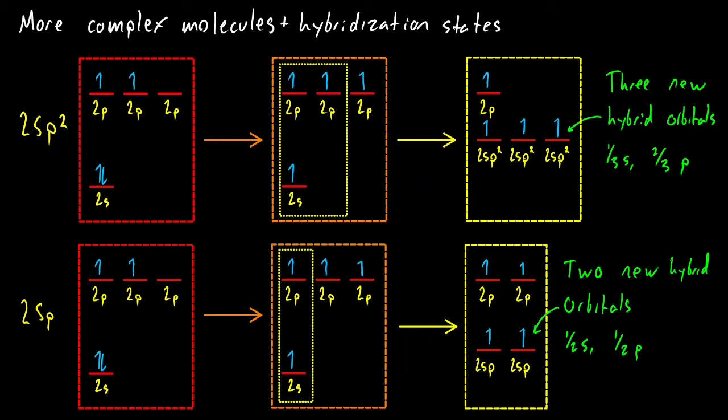Now, you'll have to believe me in terms of the orientation, but in the sp2 hybrid case, we end up with the 3 hybrid orbitals oriented at 120 degrees, giving us the expected trigonal planar geometry, and the sp orbitals will be oriented at 180 degrees, giving us the expected linear geometry.